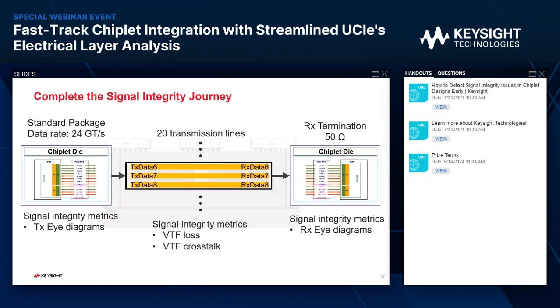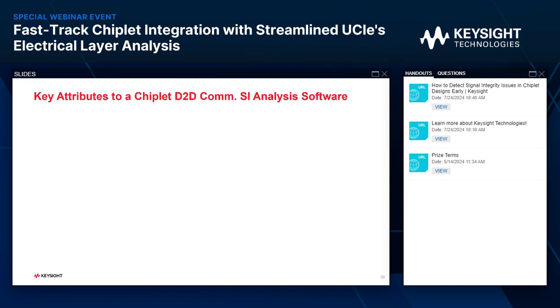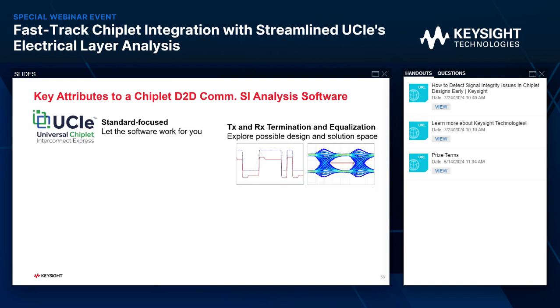Here are the key attributes. First, it's gotta be standard focused. Eric always says to me, my advisor, don't work for the computer, let the computer work for you. And here you want to find a standard focused software so the software is working for you. Number two, make sure the software can perform TX, RX terminations and equalizations because it is in the standard. And by doing that, you'll be able to explore design and solution space.